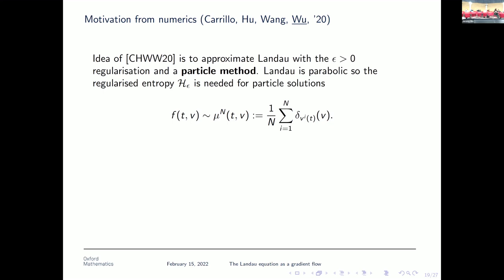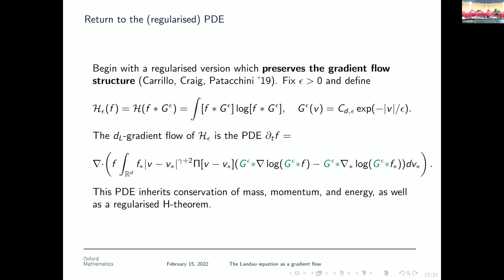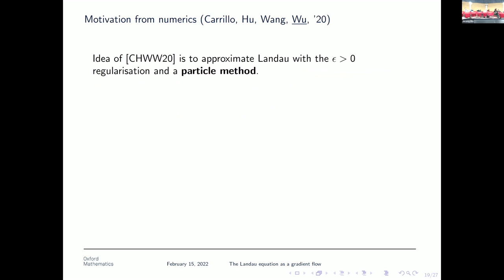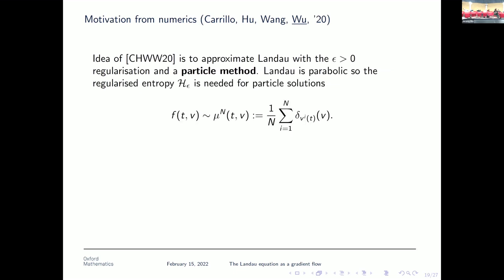And just to advertise, why did this work? Well, the regularization that we introduced destroys the parabolic nature of it, right? So perhaps going back a few slides, the G epsilon is appearing wherever there's a logarithm. But what that means is that this collision term makes sense if you substitute f as a combination of Dirac deltas. So that's why this particle method is valid.